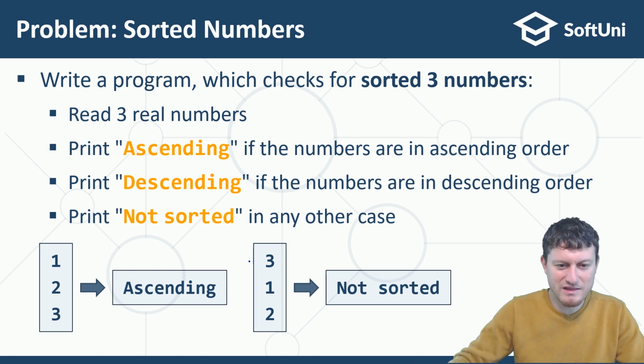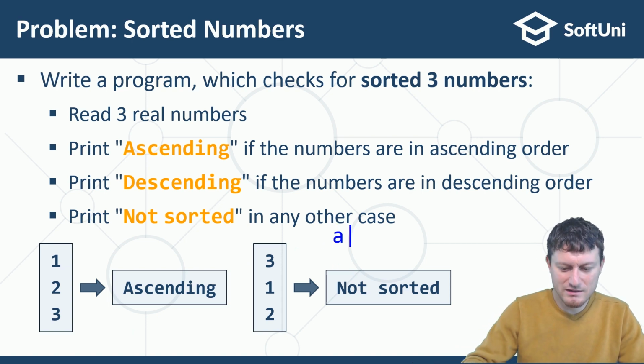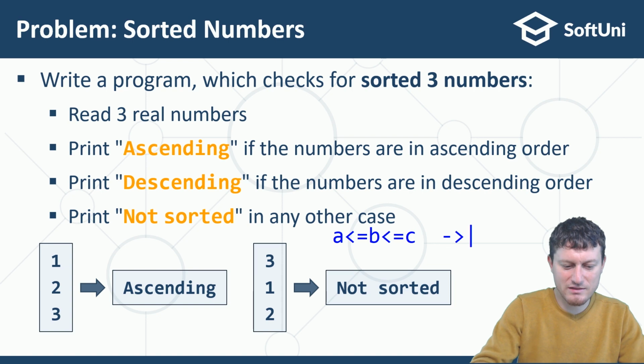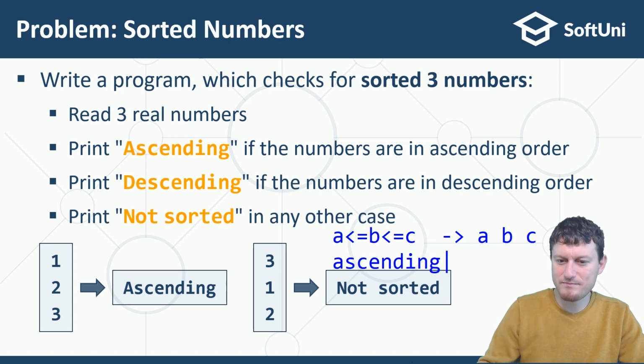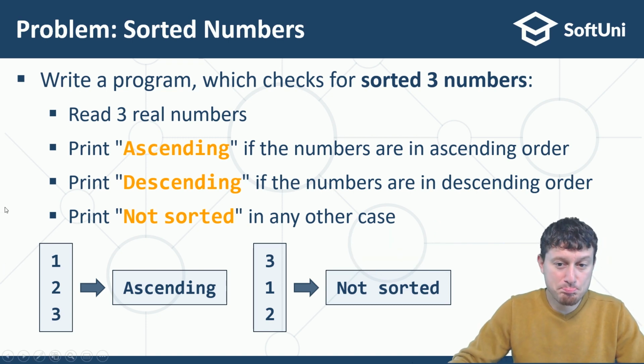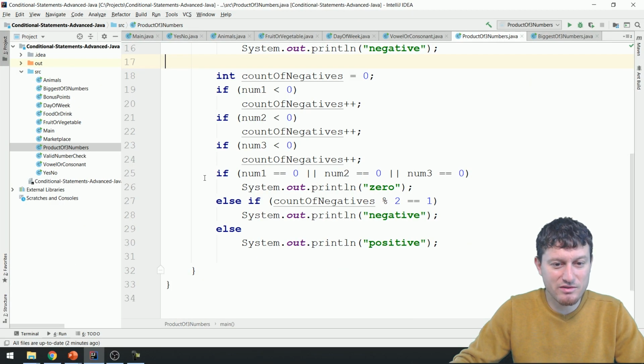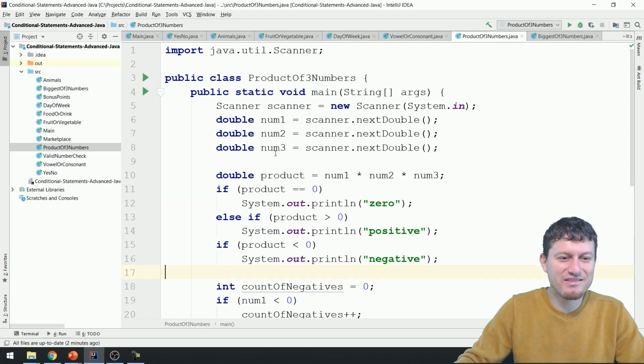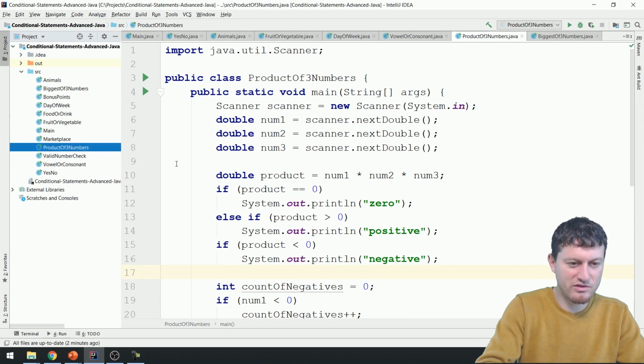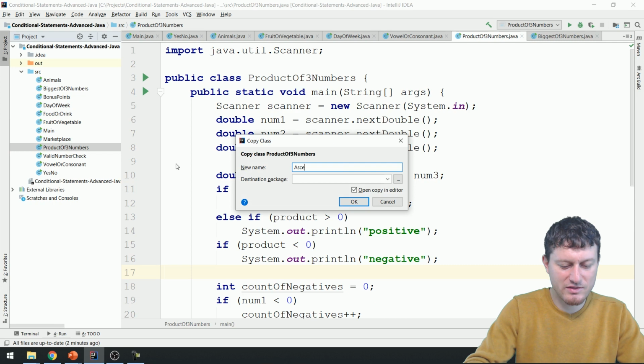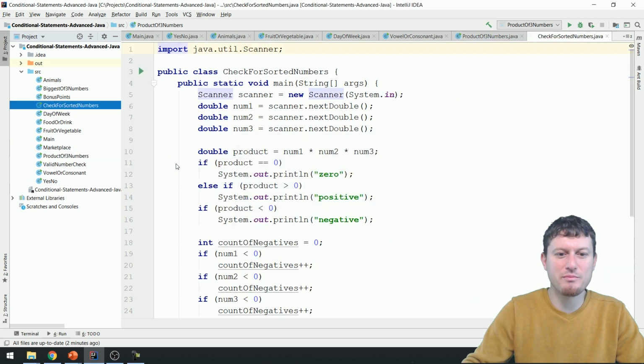So I believe that if we have A less than or equal to B less than or equal to C, this means that the sequence A, B, C is ascending. So we read three numbers and we do this. Oh, we already have this. I will copy paste this class, Control C, Control V. It will be called ascending numbers, or sorted. Check for sorted numbers. This looks better.